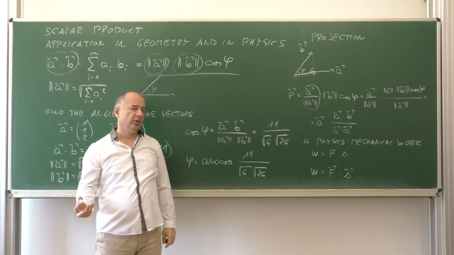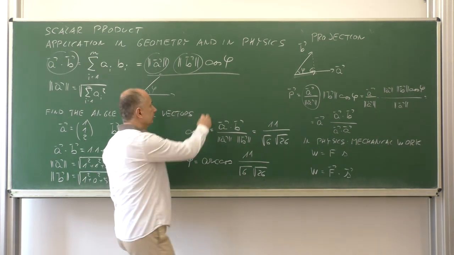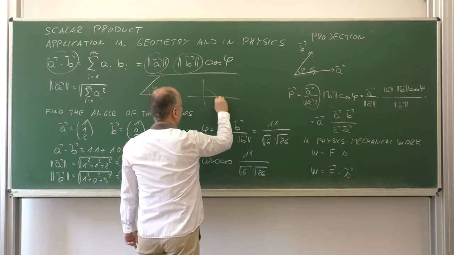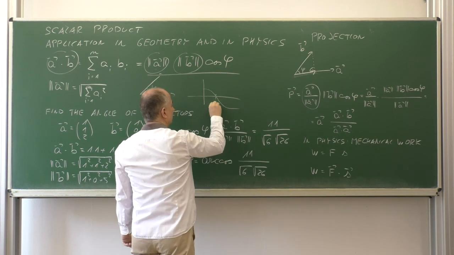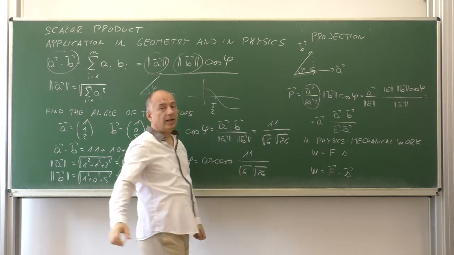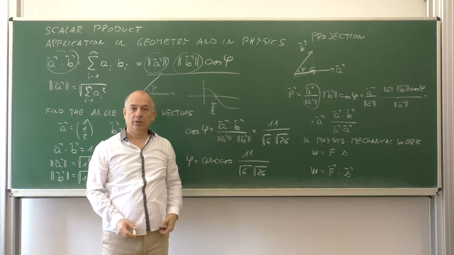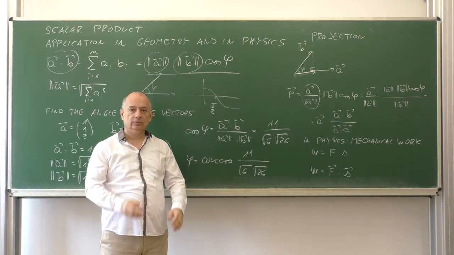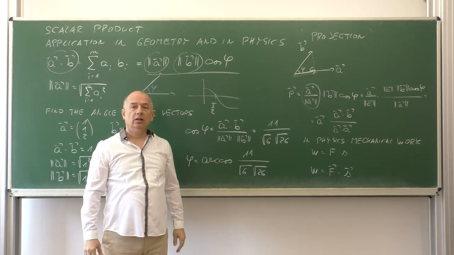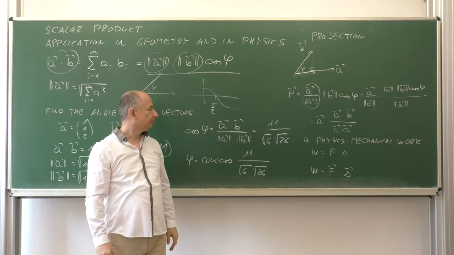Cosine is 0. Is it possible? Cosine looks like that, and it is 0 at pi by 2. So if the angle of the two vectors is pi by 2, 90 degrees, the scalar product is 0. That means the two vectors are orthogonal, are perpendicular.